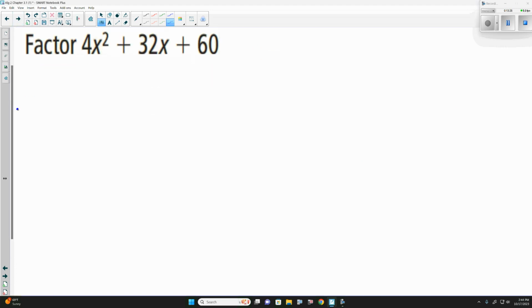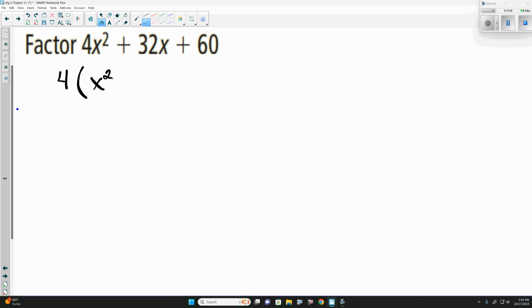Factor 4x squared plus 32x plus 60. Well, our first step is what? Greatest common factor, GCF. Is there a number or term that will go into all 3 terms? 2, yes, but there is a bigger one. 4. There is not a variable because 60 does not have a variable attached to it. So we're looking at a number, and 4 is the biggest number that goes into 4, 32 and 60.